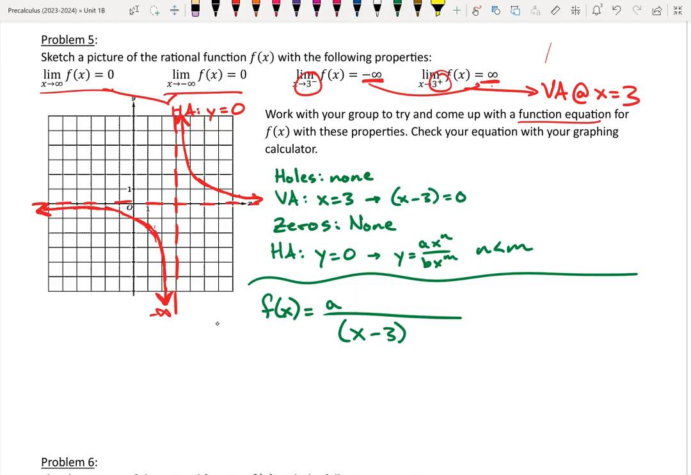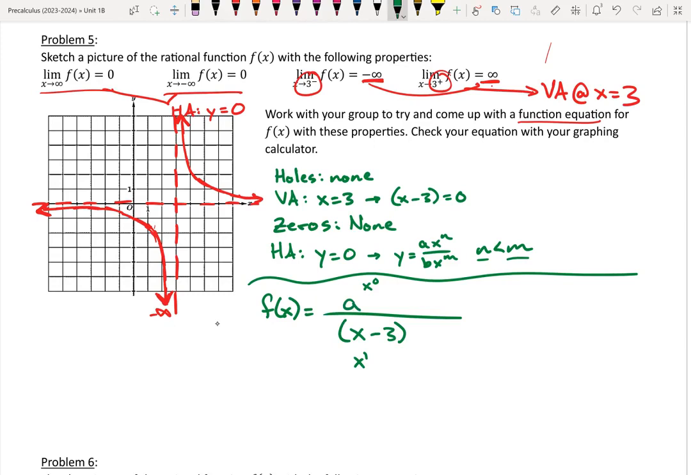Horizontal asymptote, I can double check that. That would be x to the 0 power, since I have no x's up there, and this is x to the first. So that definitely matches. My top is less than the bottom, so we're good there. All we need to do is figure out what my a is. Let me make this look a little bit better. I'm going to put a more like there.